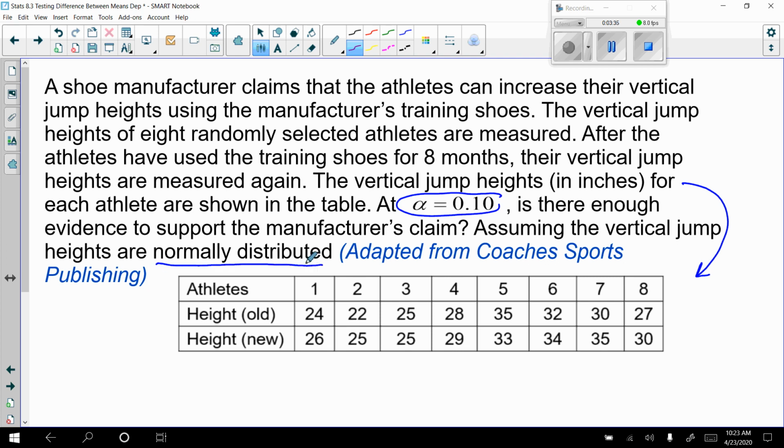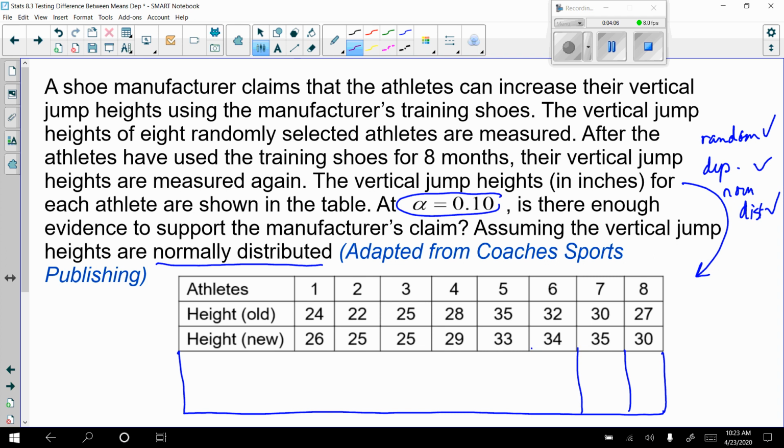Okay, so the conditions, they told us that they were random. They are dependent. We have before and after measurements. They tell us that they're normally distributed. So our conditions are checked. That means that we can move on to do a t-test. We're going to have to add some information to our table.